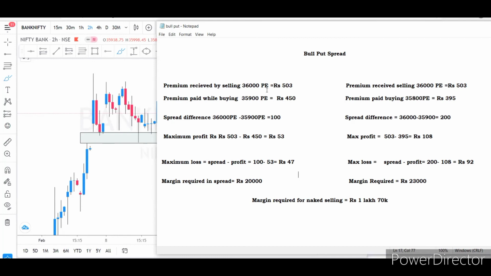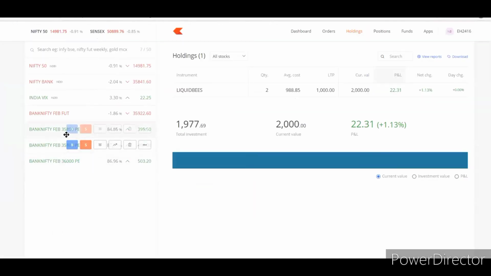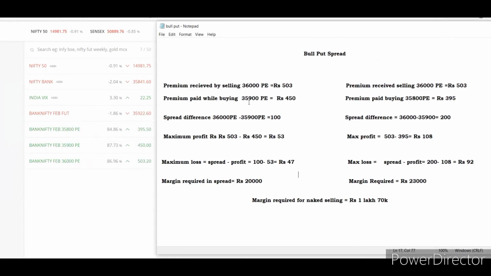It is not necessary that you buy the nearest strike for hedging. You can buy another put option as well. Let us assume that you sold the 36,000 put option, but instead of buying 35,900, you bought the 35,800 put option. Currently the 35,800 put option, as you can see, is trading around 395. This is a farther strike price than the 35,900, therefore your premium paid will be reduced to 395.